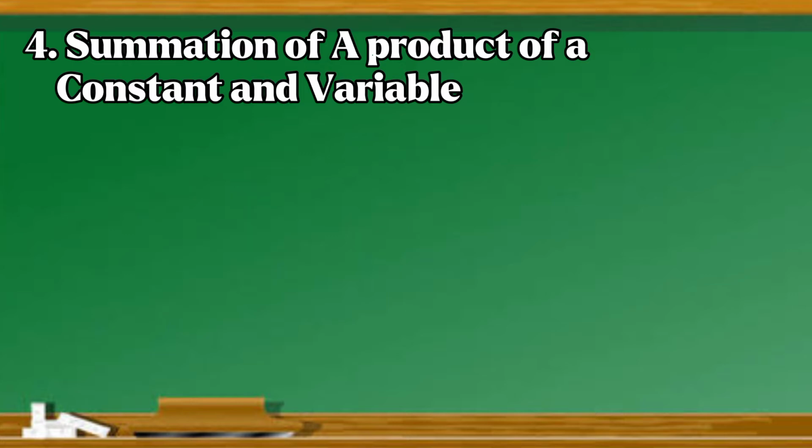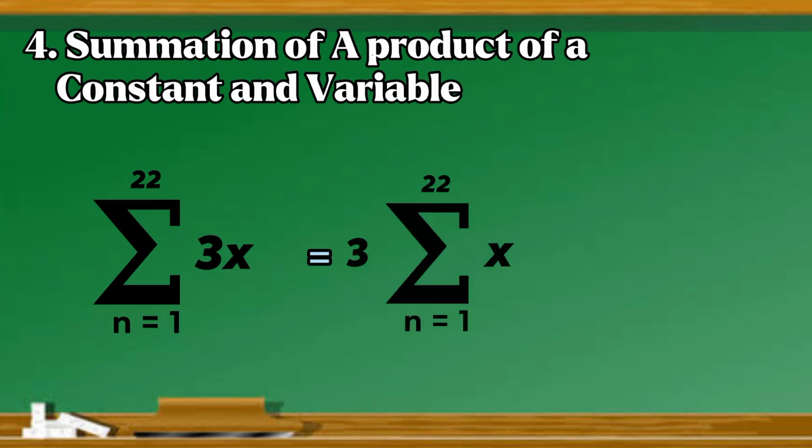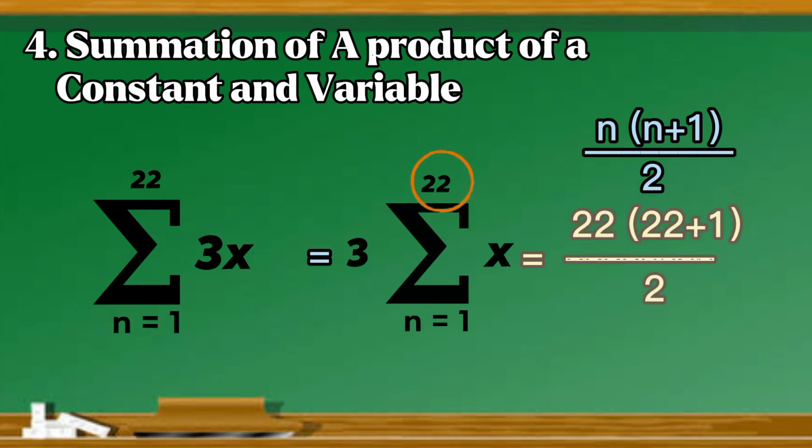So let us try an example. We have here summation of 3x from 1 to 22. So sabi ko nga, ang gagawin lang natin is ililipat natin itong constant, itong 3, sa left side ng ating summation notation. So it will become 3 times the summation of x from 1 to 22. So now, i-compute lang natin itong ating summation notation and then yung answer will be multiplied by 3. To simplify this summation notation, we just use the formula n times n plus 1 all over 2. Now, by using the formula, we just substitute the value of our upper limit into n.